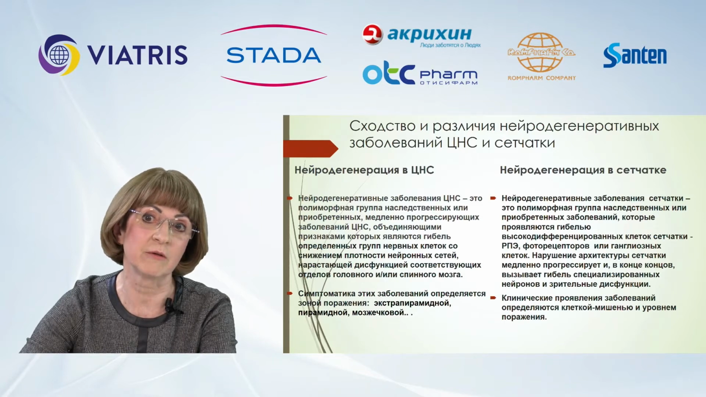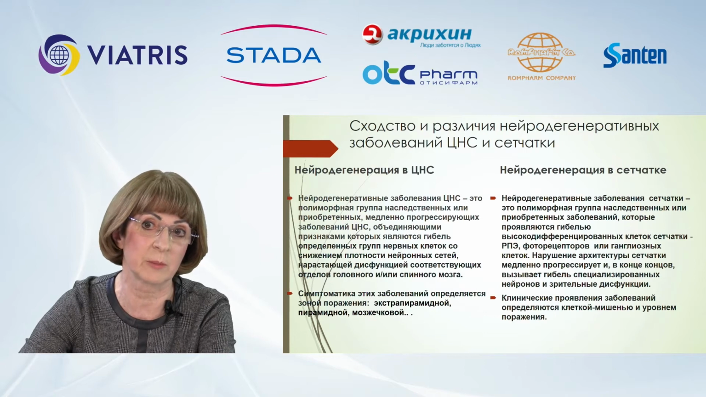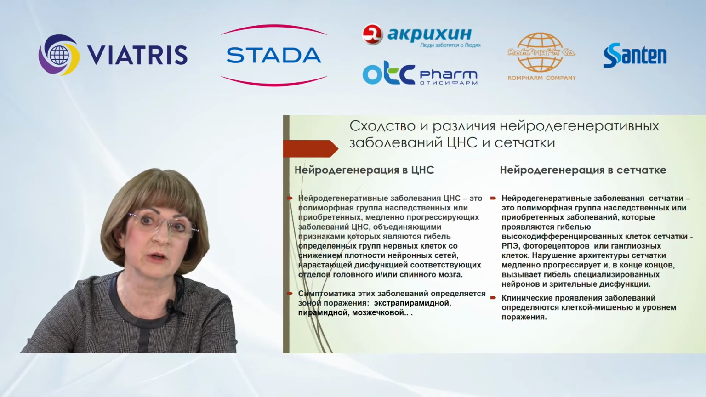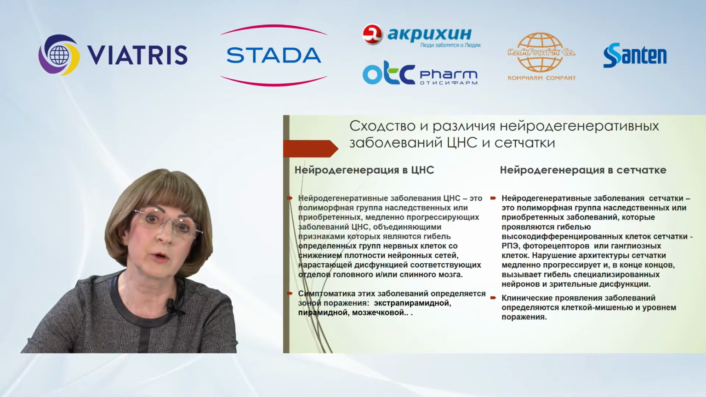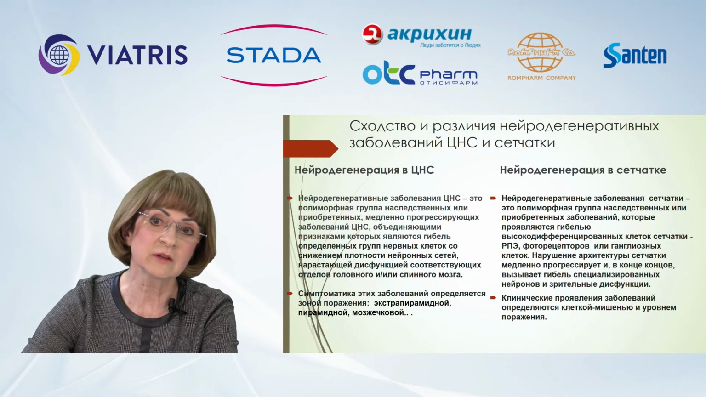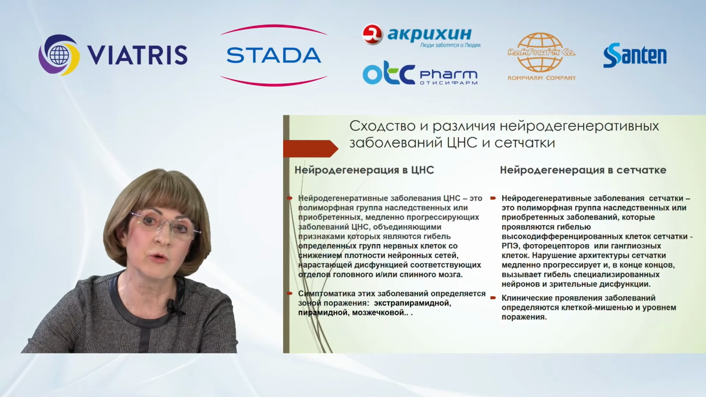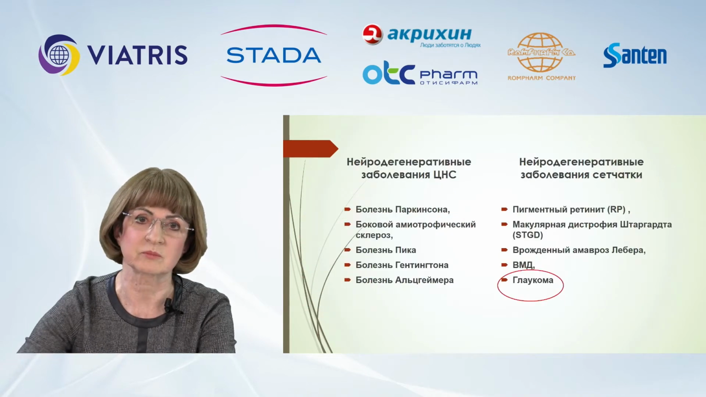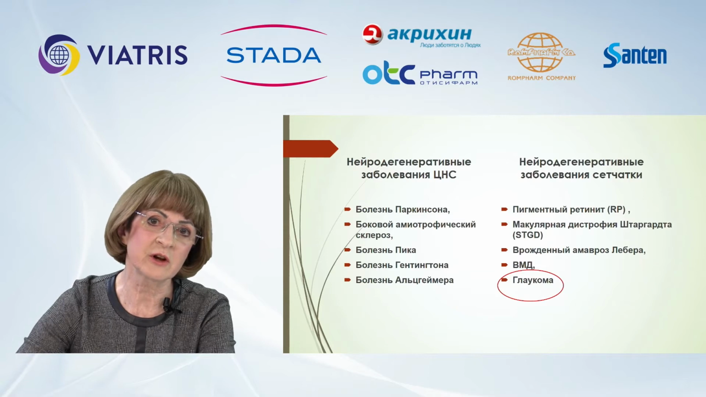And what is neurodegeneration of the retina? Here we also see the definition. This is again a polymorphic group of congenital or acquired diseases that is associated with the death of highly differentiated retinal cells. Plus retinal pigment epithelium is added, which is associated with the neuronal death and leads to visual acuity dysfunction, and clinical manifestation is also guided by the level of involvement.